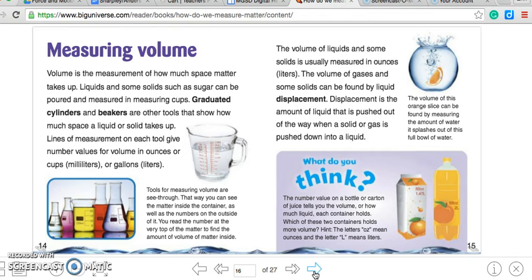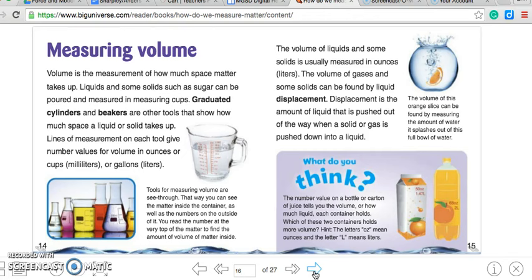Displacement is the amount of liquid that is pushed out of the way when a solid or gas is pushed down into the liquid. The volume of this orange slice can be found by measuring the amount of water it splashes out of the full bowl of water.